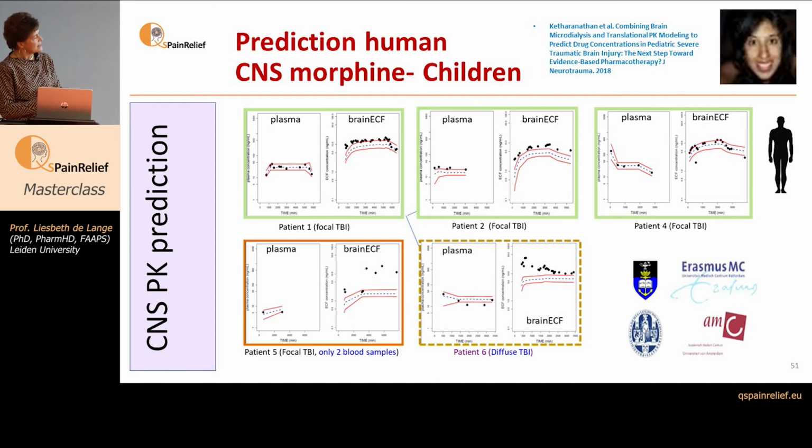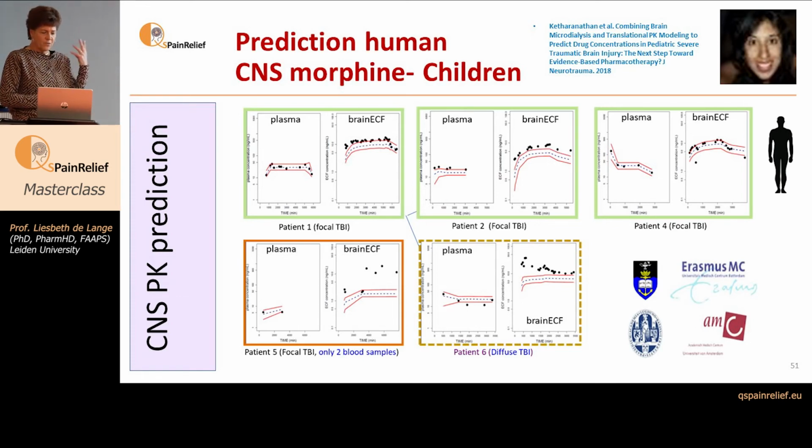And there were two cases where it was not so good. Here we had actually too little pharmacokinetic data in plasma, and we could only take this part. And here, of course, we don't have information here, so that is a guess. So only 2 blood samples is too little, and in this case, this child actually had diffuse TBI, so the whole brain was traumatized. And then you get more disease impact. So with these data, we try to validate our model.